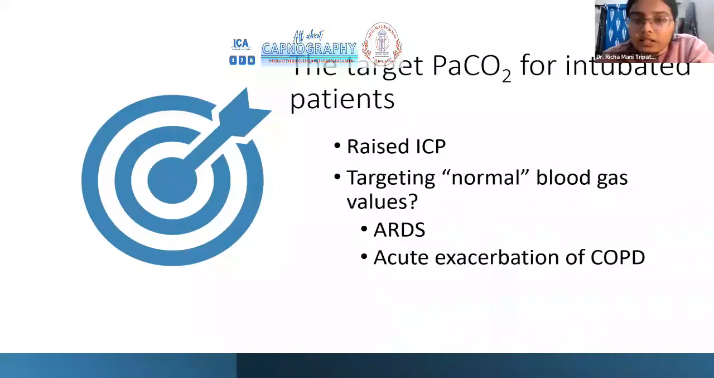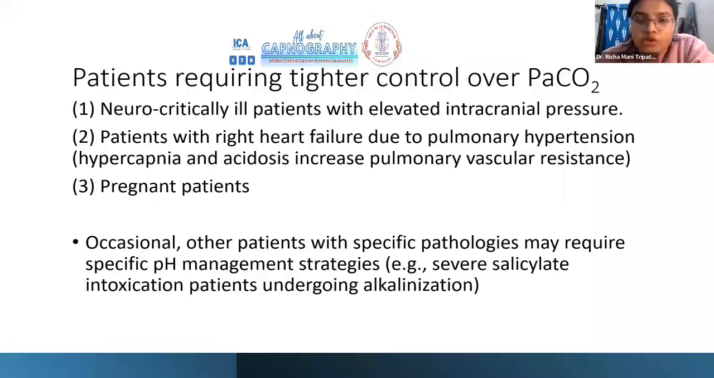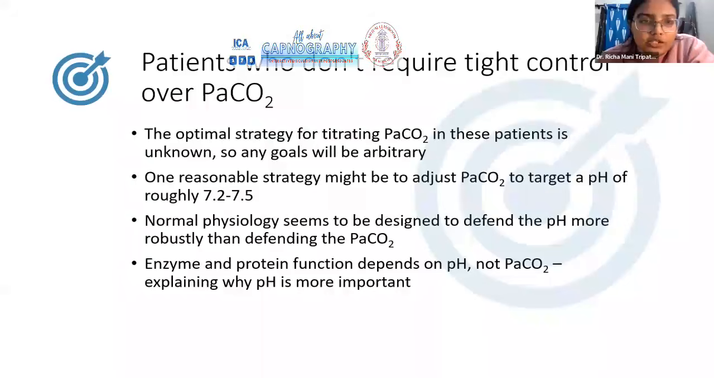In patients with increased intracranial pressures, we can attempt putting it towards the normal range, and we can also go for normal blood gas values in ARDS and in cases of acute exacerbation of COPD. So there are a few demographics of patients that require tighter control of PaCO2, for example, neurocritically ill patients, patients with right heart failure, and pregnant patients. Other pathologies may also require such specific pH management strategies, for example, severe salicylate intoxication in patients undergoing alkalinization.